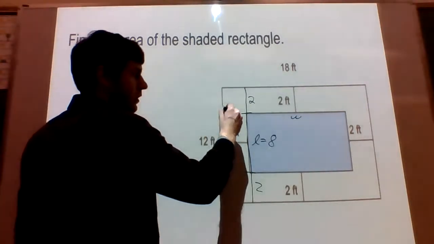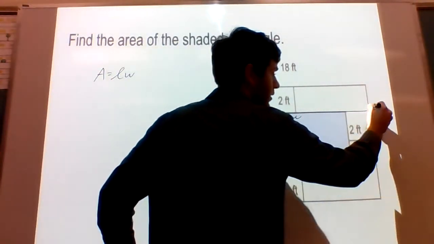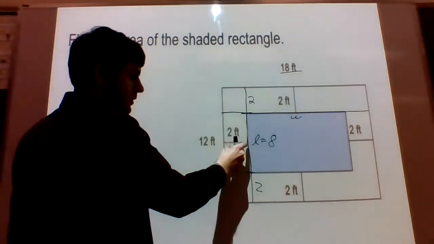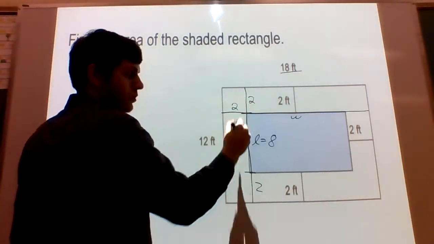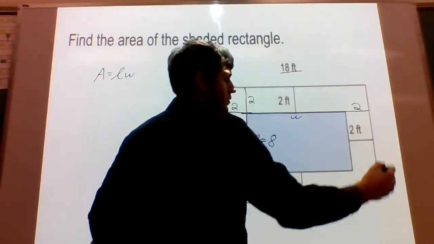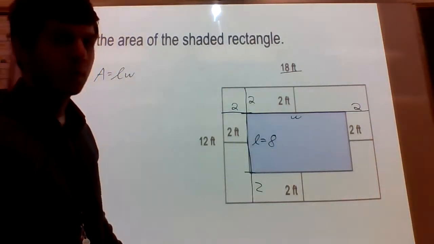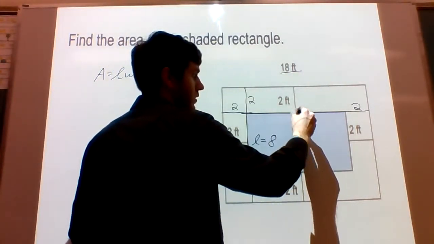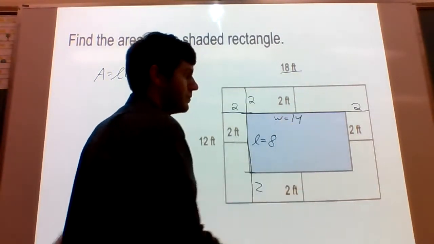We're going to do the same thing with this one. This whole length is 18. We know this piece is 2, and we know this piece is 2. So our width here is going to be 18 minus 4, which is 14.